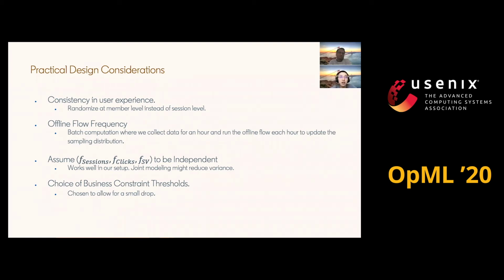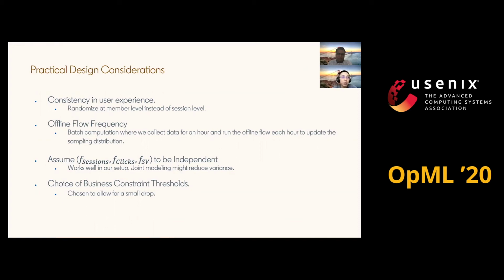The first, in the parameter serving module, we split the serving traffic by member IDs instead of by sessions because we want to maintain consistency in the member experience. The second, in our offline system, the data aggregation and the Bayesian optimization flow runs in a batch mode to update the parameter distribution each hour, so our system can capture the temporary shifts quickly.